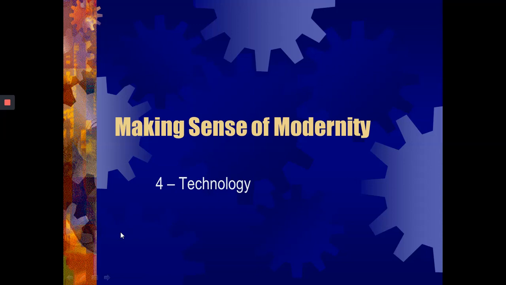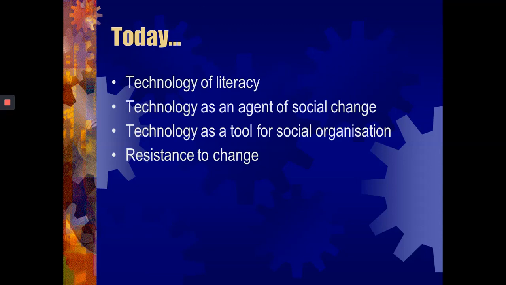This is your fourth lecture in the series, and today we're going to look at issues of technology and how developing modern technologies have impacted on such phenomena as literacy, but also as instigators of social change and are used as a tool for increasing social organisation, which is also a theme we'll come back to in a couple of the future lectures, so this is more of an introductory thing.